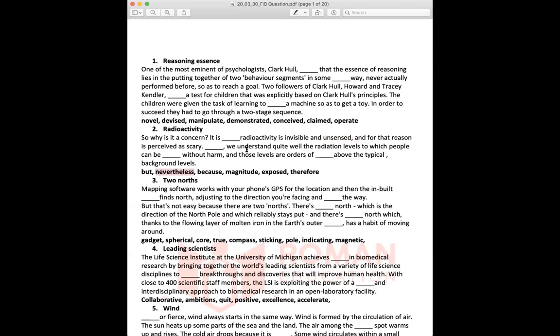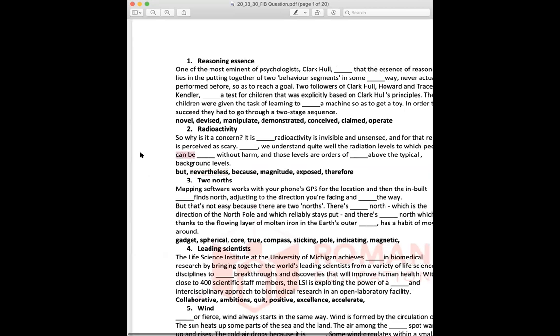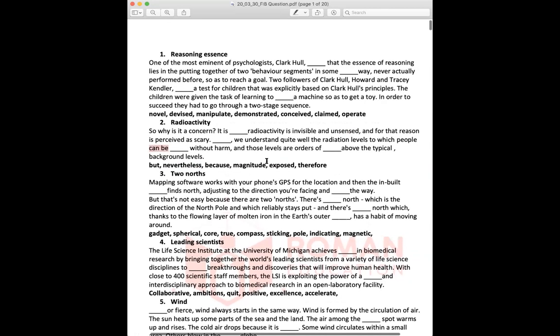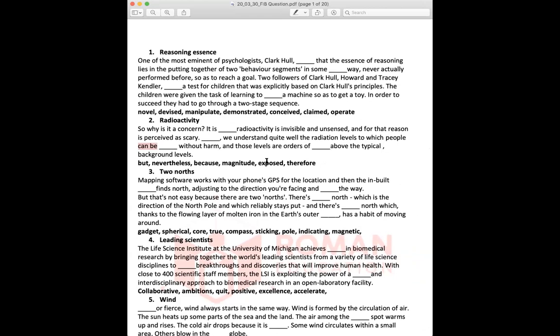Can be without... In your exam, if you see a gap after can be, could be, should be, will be, then in that case, always go for a word which is in past form. So my answer, without thinking much, is exposed. Can be exposed. Could be done. Should be done. And so on. Can be, could be, should be, would be. If you see these kind of words, you always have to pick past form of the verb.